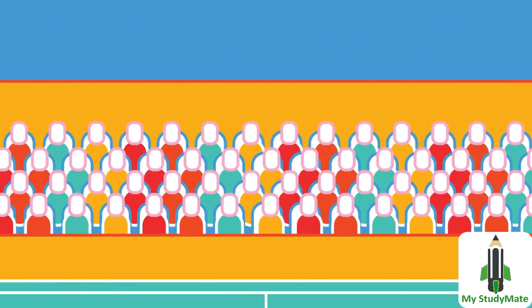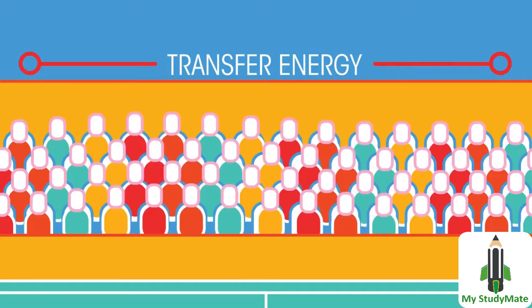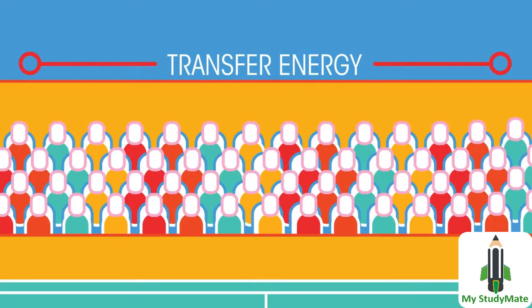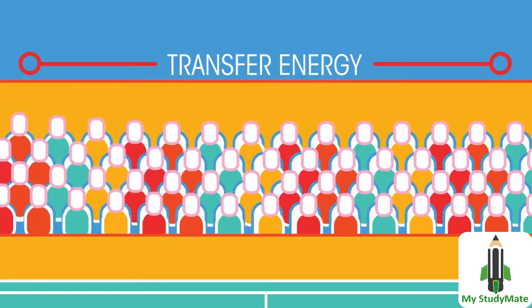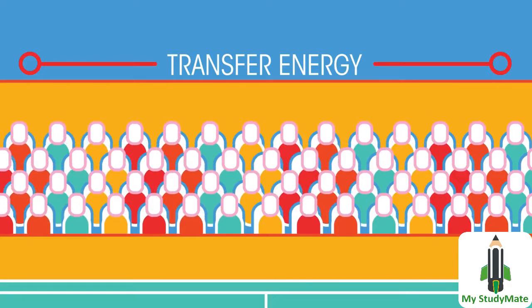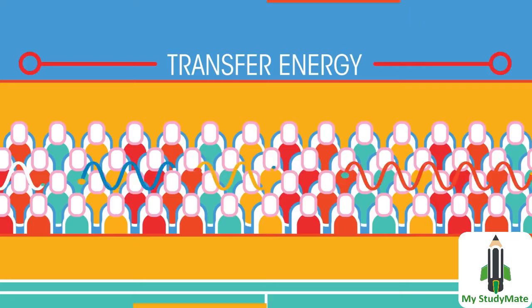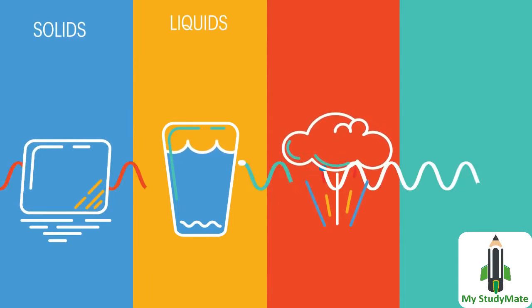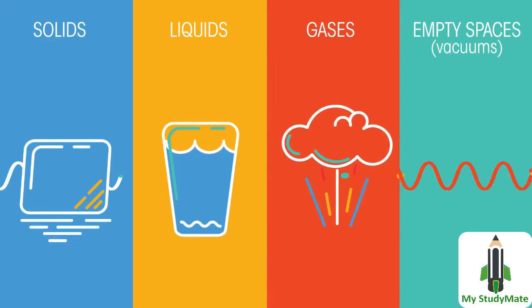All waves can transfer energy from one place to another without transferring any matter. This is done by a series of disturbances or vibrations that carry the energy, just like the people in their seats only moving up and down when it's their turn. Waves can transfer energy through solids, liquids, gases and empty spaces, otherwise known as vacuums.